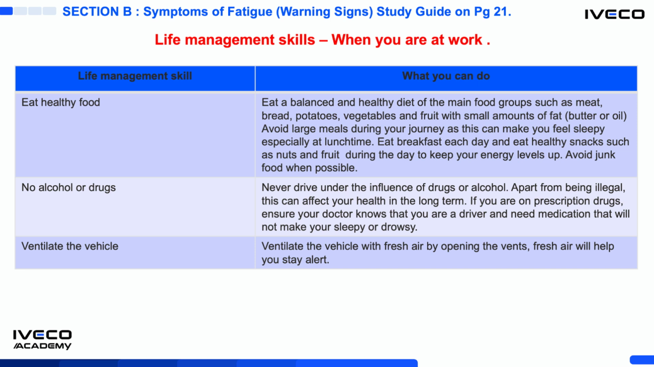Point 6. Eat healthy food by eating a balanced diet of the main food groups such as meat, bread, potatoes, vegetables, and fruit with small amounts of fat, such as butter and oil. Avoid large meals during your journey, as this can make you feel sleepy, especially at lunchtime. Eat breakfast each day, and eat healthy snacks such as nuts or fruit during the day, to keep your energy levels up. Avoid junk food when possible.